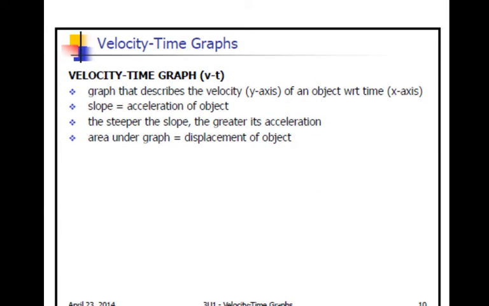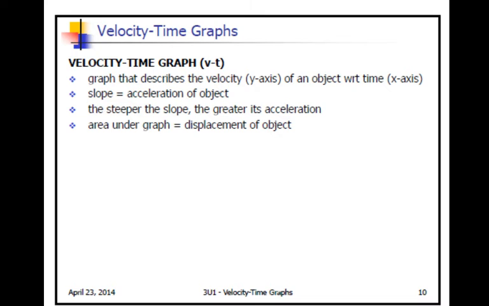So a velocity time graph is a graph that describes the velocity of an object with respect to the time. The slope of the graph is the acceleration. The area under the graph is the displacement.